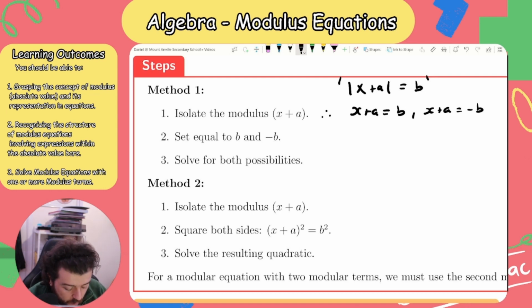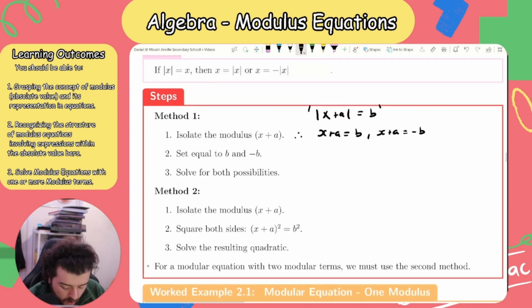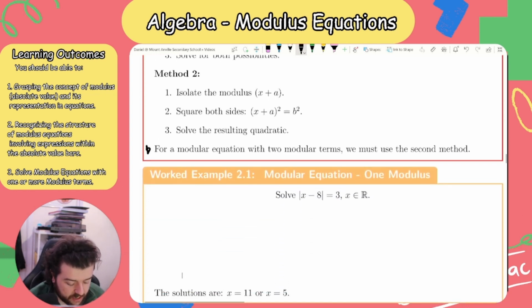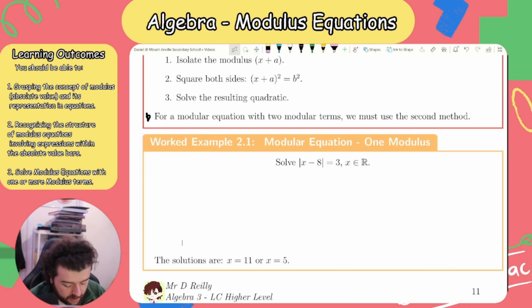Method 2: we isolate the modulus, and then you square both sides, and then you solve the resulting quadratic. For modulus equations with two modulus terms, we must use the second method. So I'm going to do method 1 and method 2 for this one here.